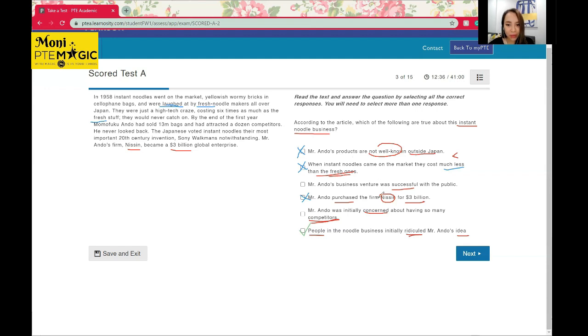Okay, so what about this one? Competitors. Do we have competitors here? Okay, by the end of the first year, Momofuku Ando had sold 13 million bags and had attracted 1,000 competitors. He never looked back. So he was not concerned about having so many competitors. It's not true. He did have competitors, but he was not concerned about it. So no. And last one.